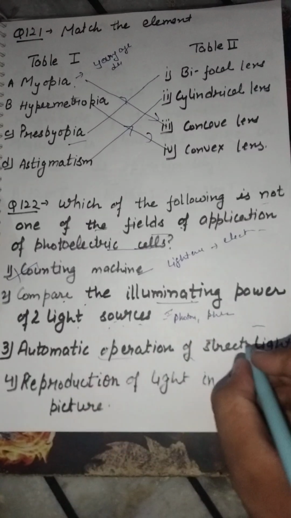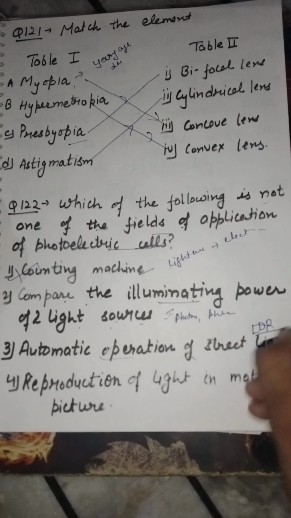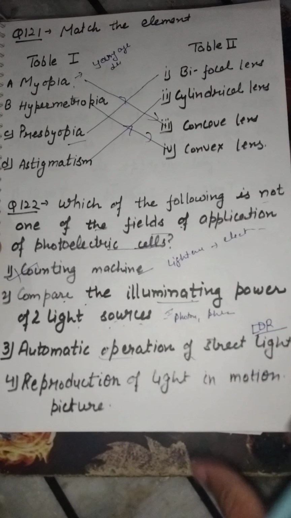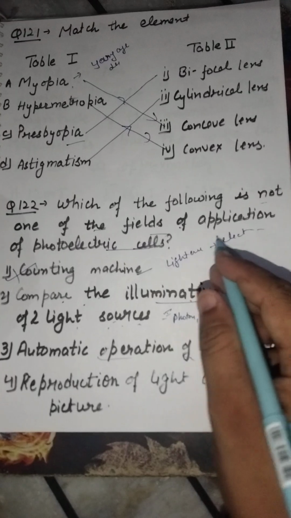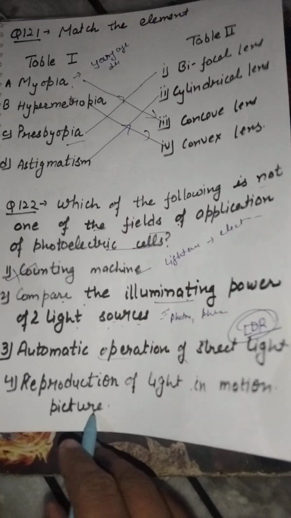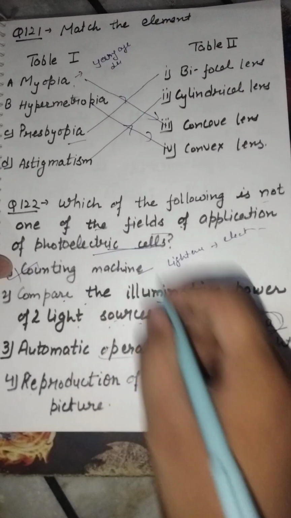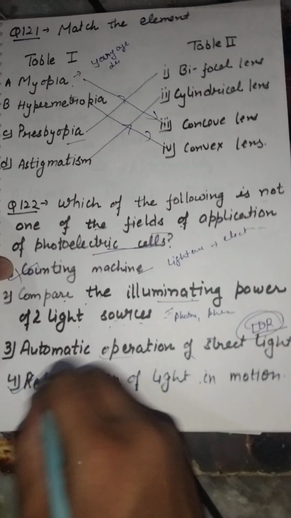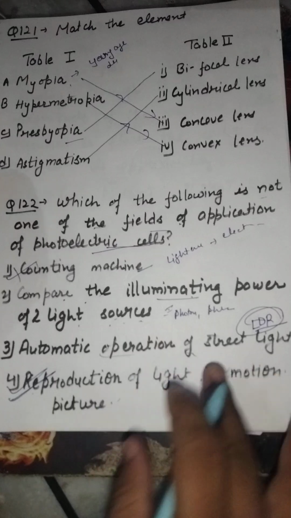Automatic switching operation of street lights. This is controlled by an LDR, which is also based on the photoelectric cell. The last option is reproduction of the light in motion pictures. In a photoelectric cell, we never reproduce light. So our option 4th is valid in this question.